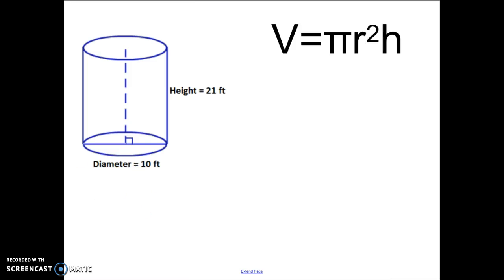Let's look at this problem. For this problem, we've got a height of 21 feet and a diameter of 10 feet. So that means the distance all the way across this circle is 10 feet. Well, for my formula, I don't want all the way across. I just want the radius. I just want halfway across. So I'm going to have to take this 10 and divide it by 2 so I get a radius of 5 feet.